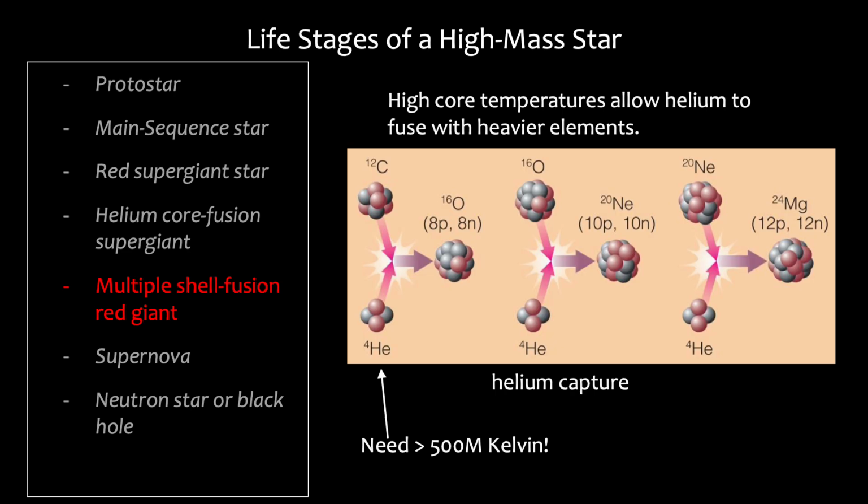And this slide exemplifies some of the processes that can take place in a core of high temperature. Here, for example, helium. Let's just point out one process. For example, helium can combine with carbon to form oxygen, and so on. So this is called the helium capture process. That's just one set.